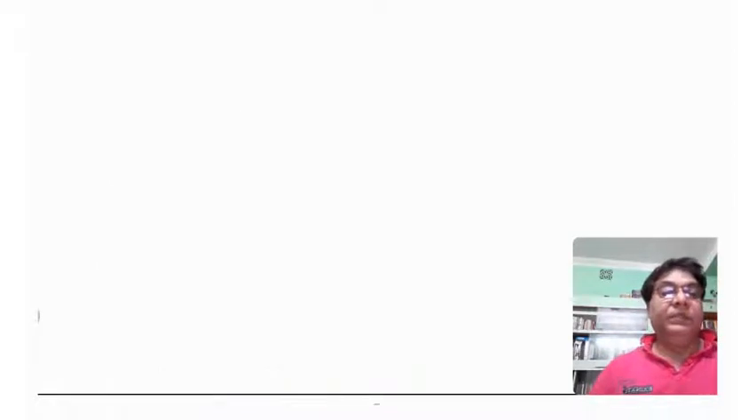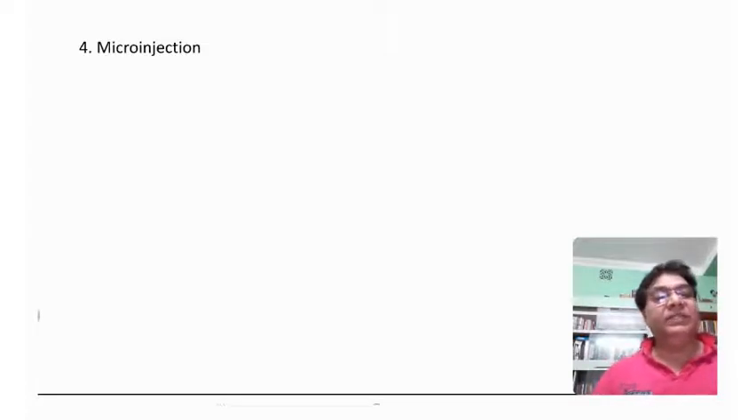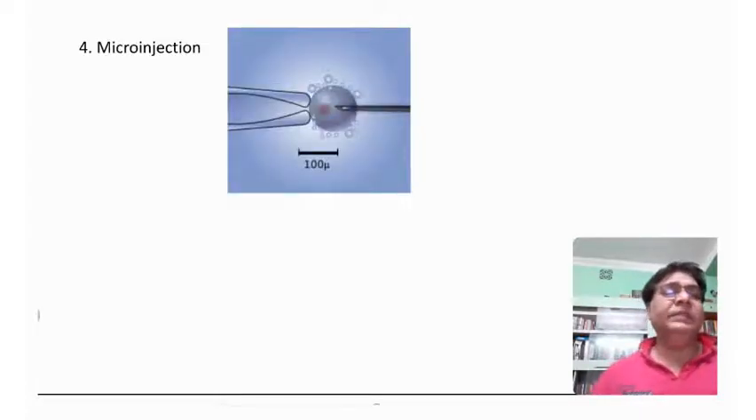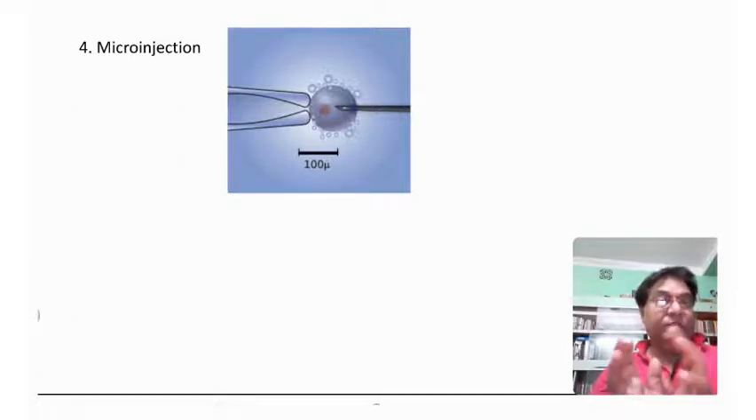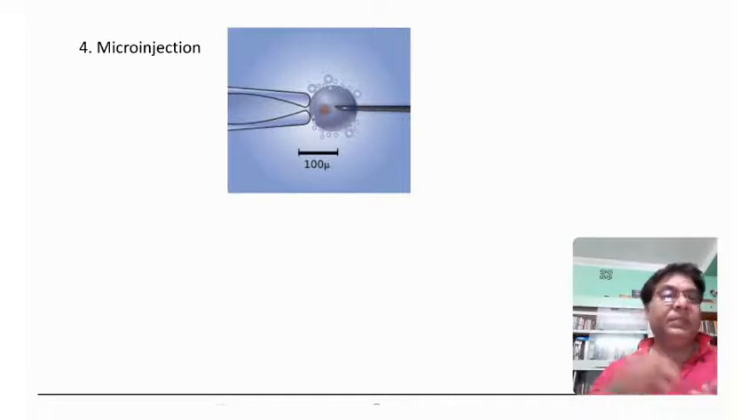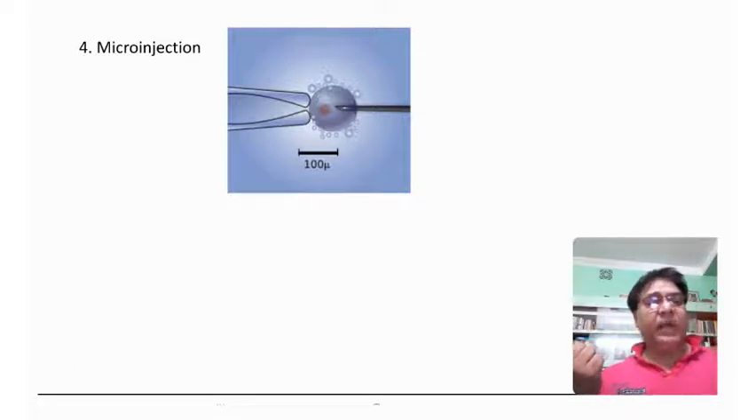The next method is called microinjection. It is usually done with the eukaryotic cell. The eukaryotic cell is kept fixed with the help of a suction pump, which is a very narrow needle-like micropipette, with which you hold your cell, otherwise it will move. And with the help of a very fine micro needle, you can deliver your DNA.